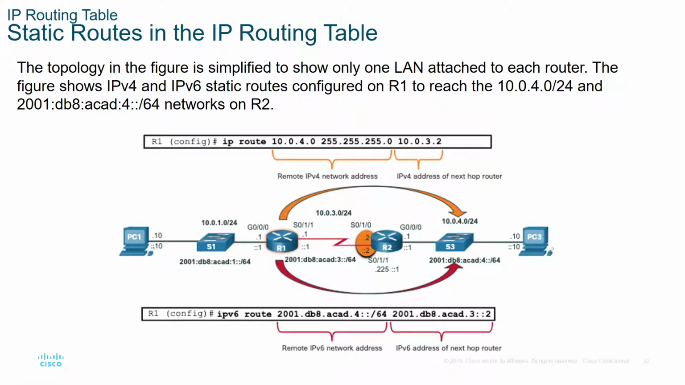Static routes in the IP routing table. The topology in the figure below is simplified to show only one LAN attached to each router. The figure shows IPv4 and IPv6 static routes configured on R1 to reach the 10.0.4.0/24 network and the 2001:DB8:ACAD:4::/64 network on R2.